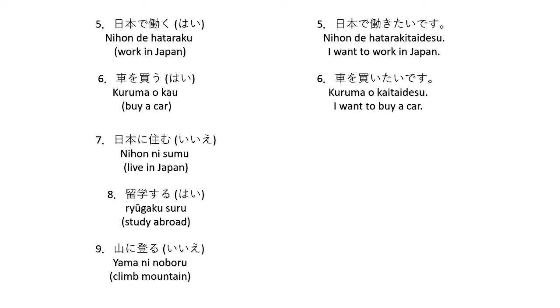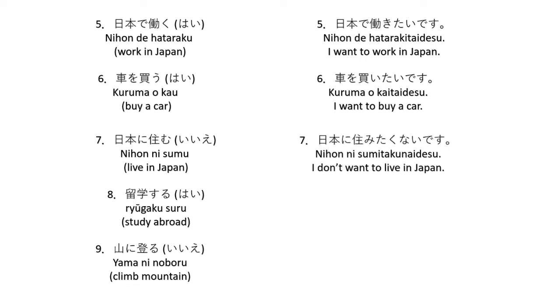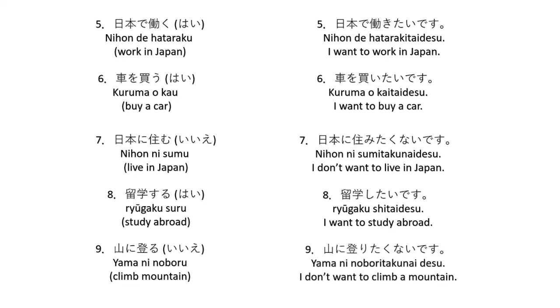No, I do not want to live in Japan. いいえ。So, 日本に住みたくないです。I don't want to live in Japan. 留学する。Want to study abroad? 留学したいです。And lastly, we have 山に登る。Climb mountain. I don't want to climb a mountain. 山に登りたくないです。I don't want to climb a mountain.